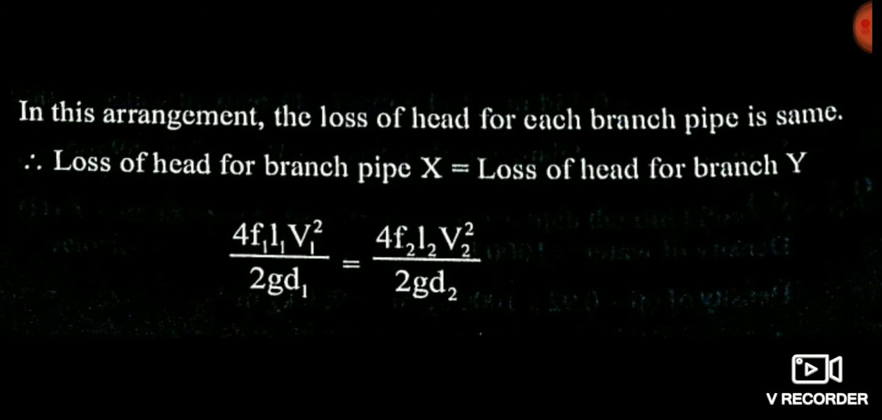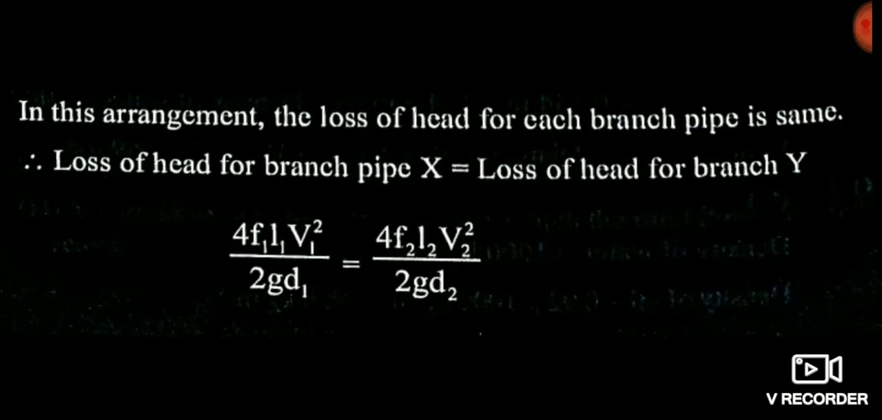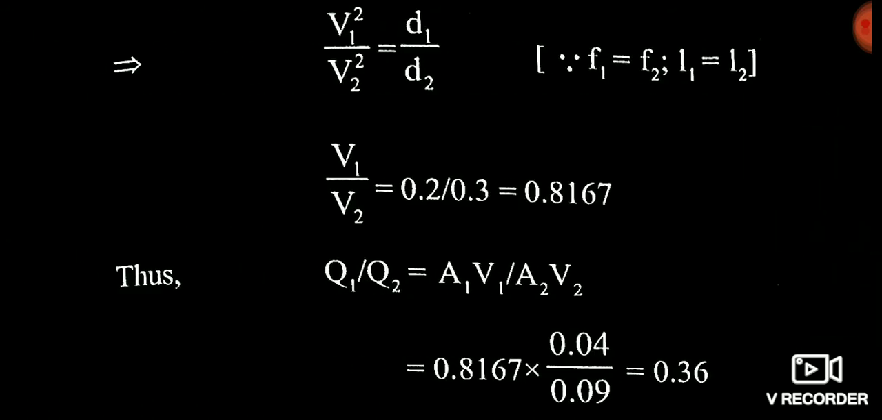So you simply use the relationship head is equal to 4FL V square by 2gD. And here all terms are equal, means friction factor is equal for both pipes, length is equal, means everything is equal, only the difference is velocity and the diameter. So you can take the ratio of velocity and the diameter, means V1 square by V2 square is equal to D1 by D2. You can calculate the V1 by V2, that is 0.8167.